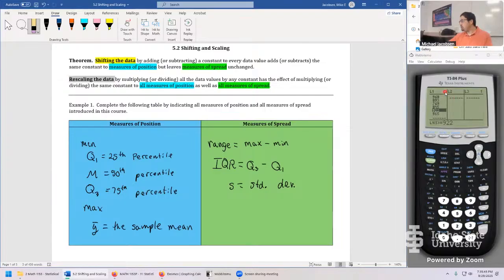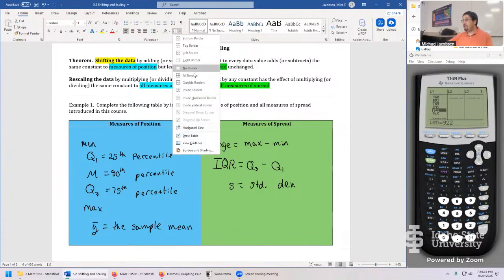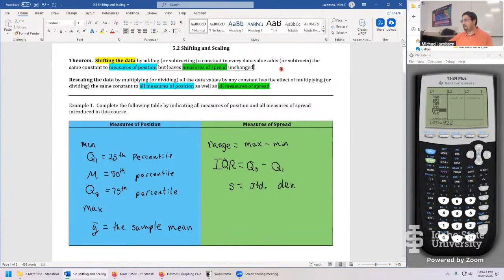Rescaling the data means you go to every one of the data values and say, multiply it by 10. Well, you'll multiply all the data values, including measures of position as well as measures of spread, by that same exact constant, 10. So that's kind of nice in a way. Nothing tricky happens with this situation. This is the trickiest part right here, though. Measures of spread are left unchanged if we shift the data. Let's put it in a box just to emphasize.